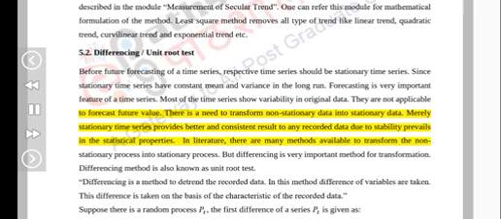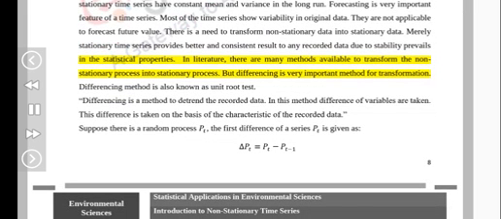Only a stationary time series provides better and consistent results for any recorded data, due to the stability prevailing in the statistical properties. In literature, there are many methods available to transform a non-stationary process into a stationary process. But differencing is a very important method for transformation. Differencing method is also known as unit root test. Differencing is a method to detrend the recorded data. In this method, differences of variables are taken. This difference is taken on the basis of the characteristic of the recorded data.